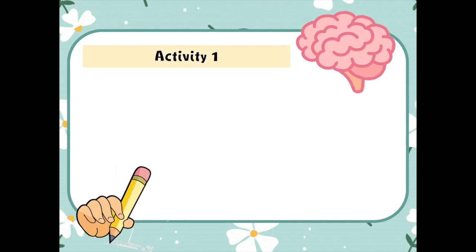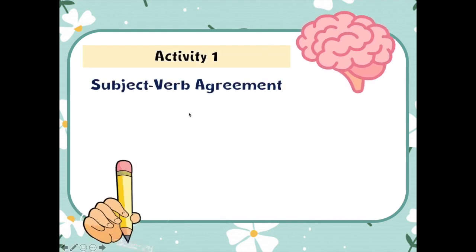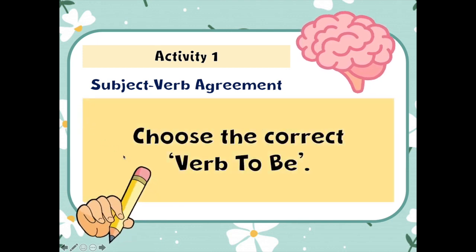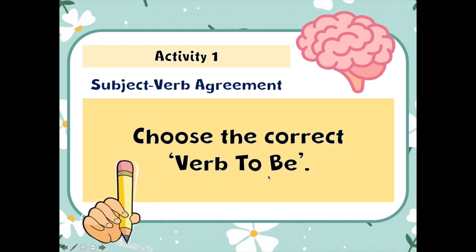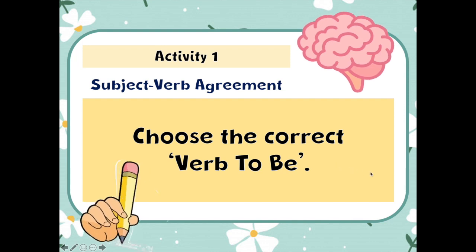Next is activities. We have 2 types of activities. The first activity is to recall on the subject-verb agreement that we have learned. And what you need to do is, you need to choose the correct verb to be. Okay, verb to be, just now there are 3: am, is, and are.